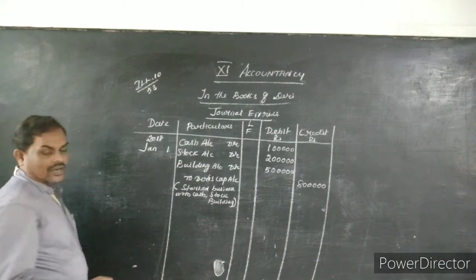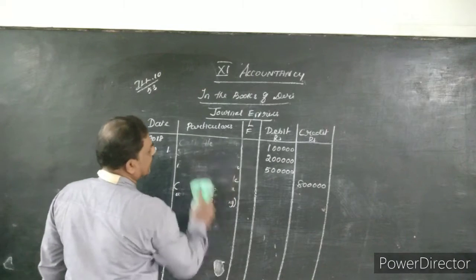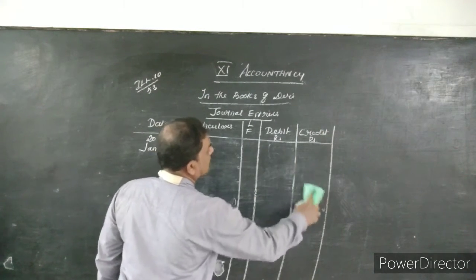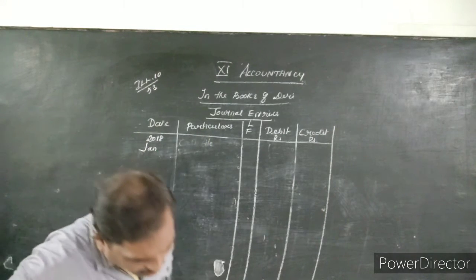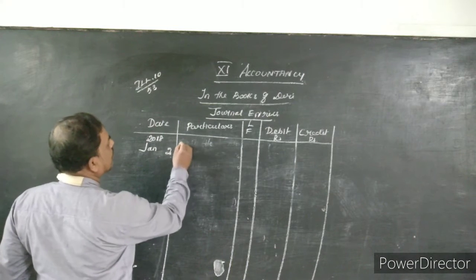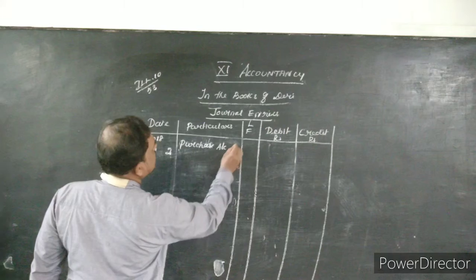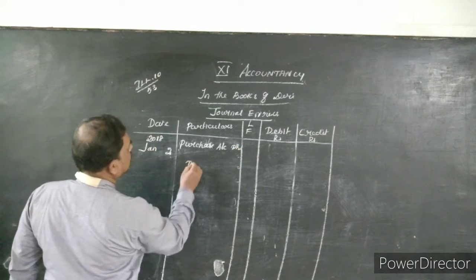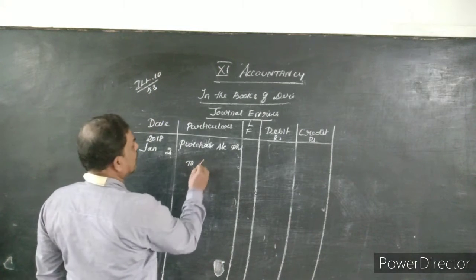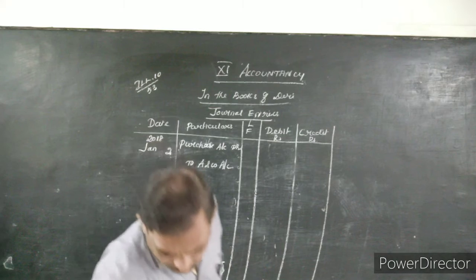So the date is what? Second date. Second entry is what? Purchase account debtor to A and company, because A and company only is giving the goods. A and company account. How much?